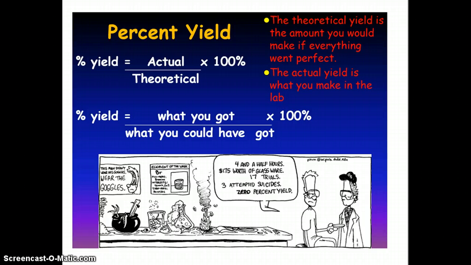The actual yield is what you actually get in lab through experimentation. The theoretical yield is what you would calculate if everything went according to plan. When we calculate, we assume that everything will be perfect, everything will go according to plan, and we won't lose anything. So percent yield, again, is actual over theoretical, which is what you actually got in lab over what you should have gotten, your theoretical, times 100.